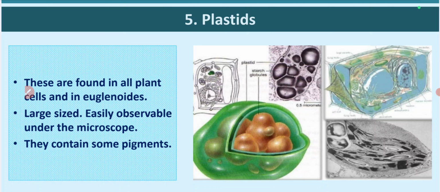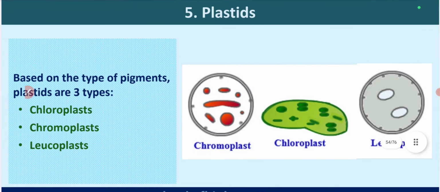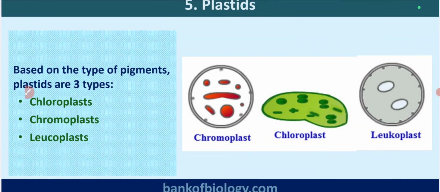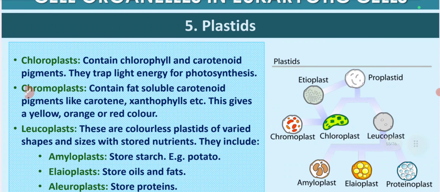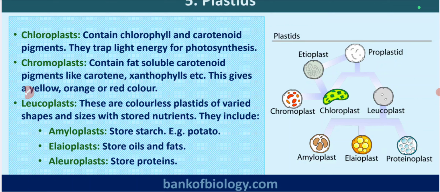Next is plastids. These are found in all plant cells and in euglenoids, Euglena. Large sized, easily observable under the microscope. They contain some pigment. Based on the pigments, plastids are three types: chloroplast, chromoplast and leucoplast. Chloroplast contains chlorophyll and carotenoid pigments. They trap light energy for photosynthesis. Chromoplast contain fat soluble carotenoids pigment like carotene, xanthophylls, etc. This gives a yellow, orange or red color.